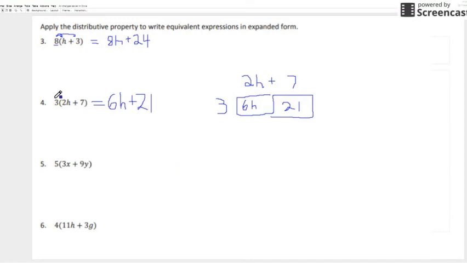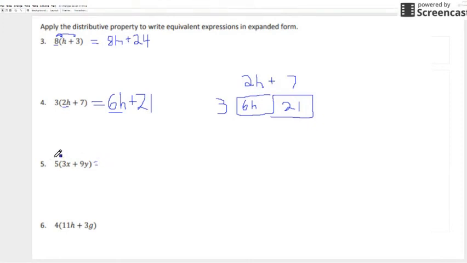If you just did the multiplication, this is 3 times 2, which is 6. 3 times 7, which is 21. I just brought over the h. Notice the h is in the first term, h in the first term. So if you like to use this model, feel free to use it. Don't worry about it, that's a great tool to use.